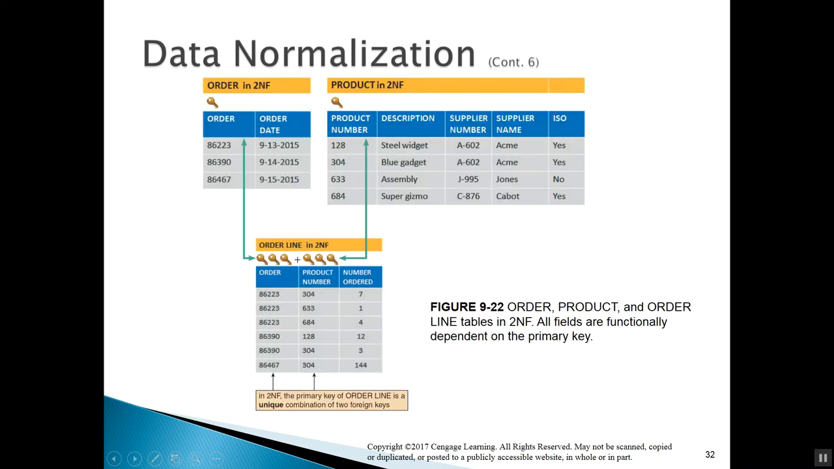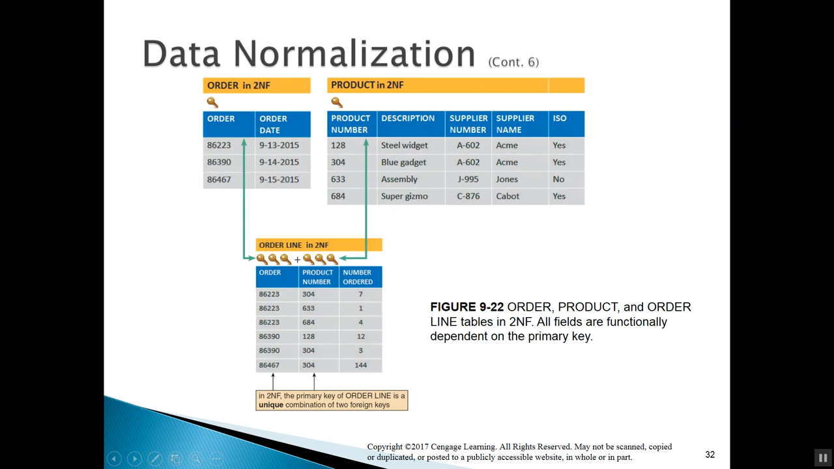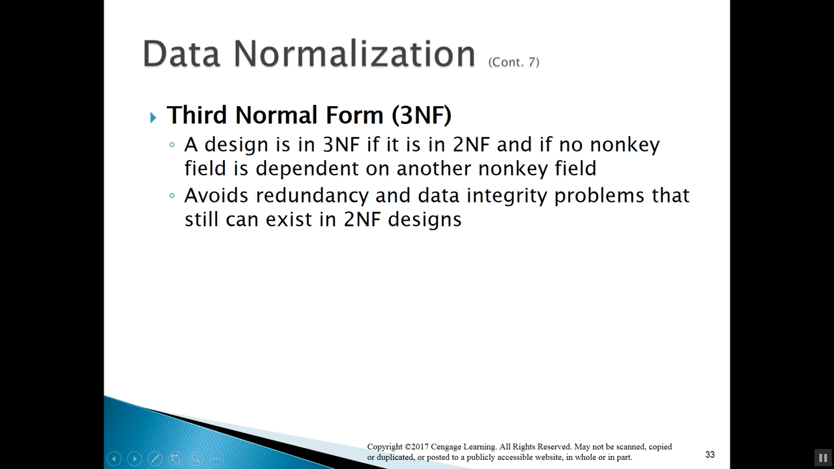Now there's a third normal form. This one can get kind of tricky. A design is in third normal form if it's in second normal form and if no non-key field is dependent on another non-key field. So let's back up here. That would mean if this product number's unique identifier, Steve widget, would be dependent on this. These two things had to be dependent, and this always had that next to it. Now, that's not the case. We couldn't have that and be in third normal form.